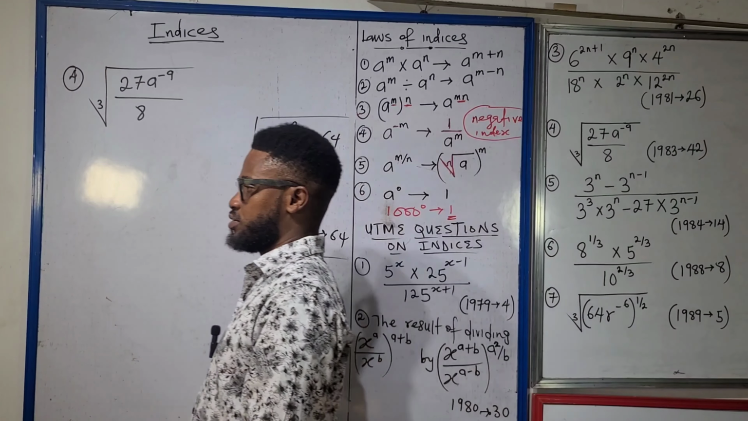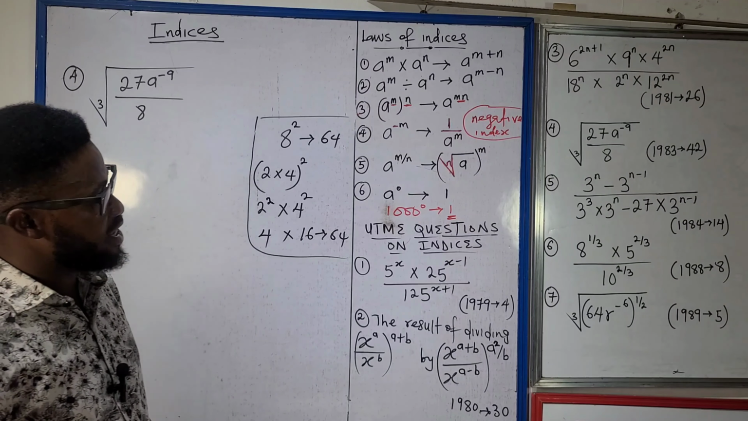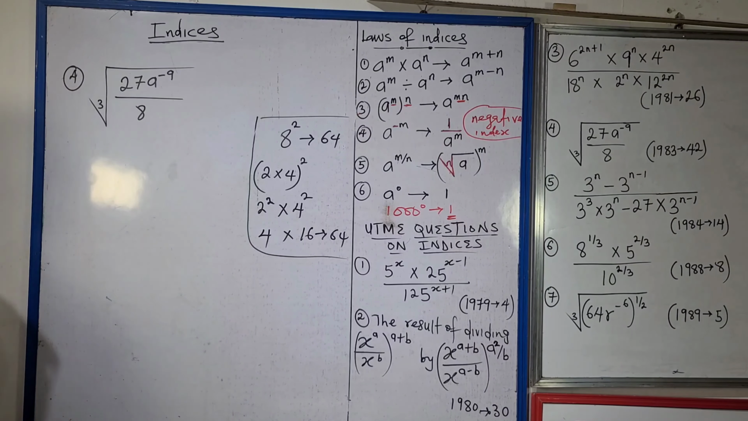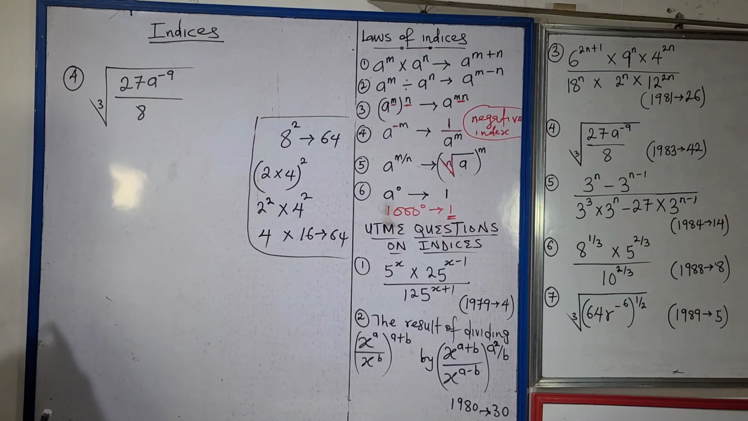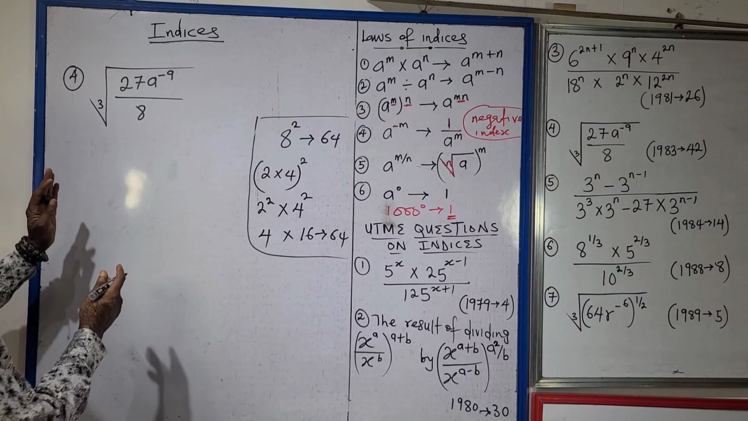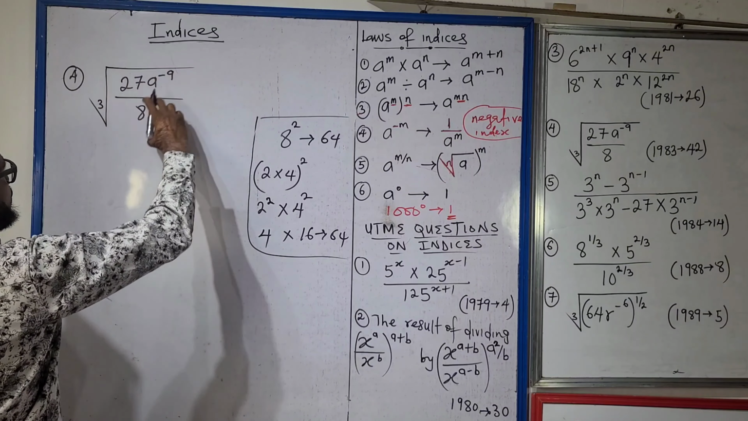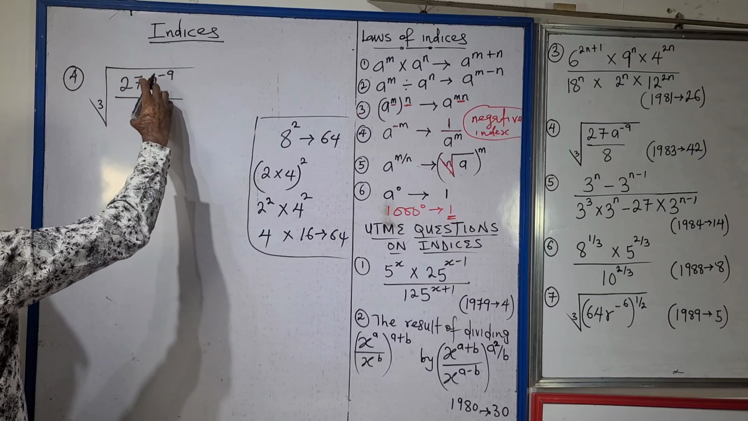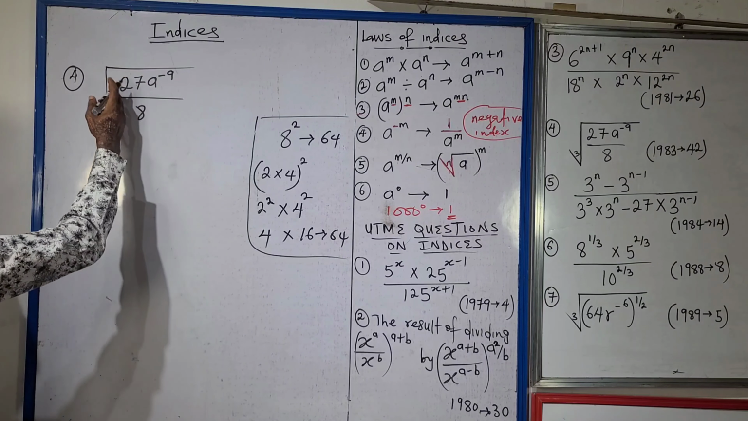Moving on to the next question. This is 1983 question 42. We have cube root of 27a raised to power minus 9 divided by 8. Of course, when you look at this, you can just decide to separate things. This cube root is for all of the variables, and the constant on the inside is for all of the terms inside the cube root.